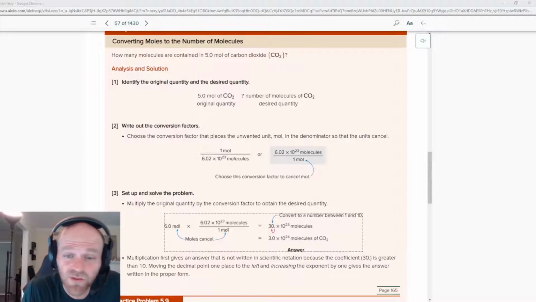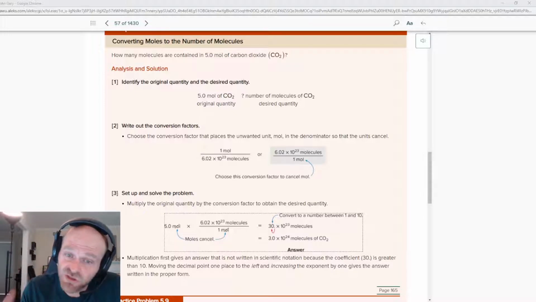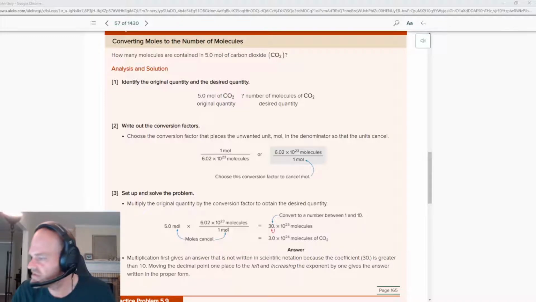So pay attention to what they're asking too. Molecules versus atoms. It might ask you to tell me how many carbon atoms are in 3 moles of carbon dioxide, or how many oxygen atoms are in 3 moles of carbon dioxide. So you have to pay attention. There's 2 oxygens in every carbon dioxide, so then it'd be 2 times 3 times 6.02 times 10 to the 23rd.